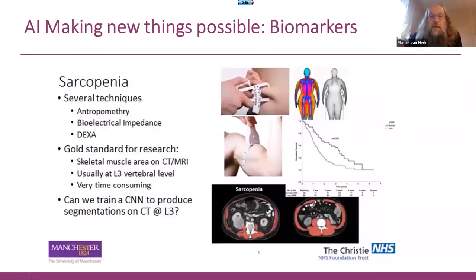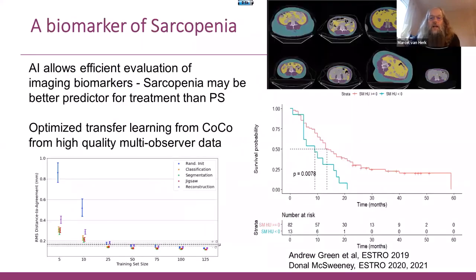And AI can also make new things possible, such as biomarkers. A very good biomarker is for sarcopenia. Sarcopenia is muscle wastage, and that basically is an indication of your global health. And if you're not healthy, you don't have a lot of energy, you can't deal with cancer treatment very well. So we needed auto-segmentation of muscle compartments in CT scans, and Donald McSweeney is working on that.